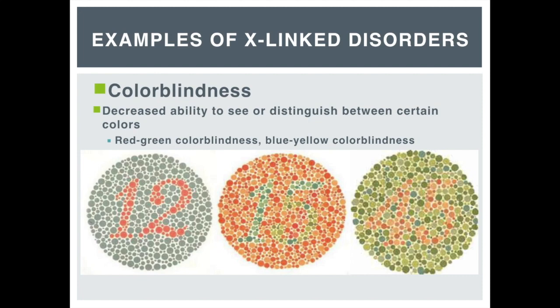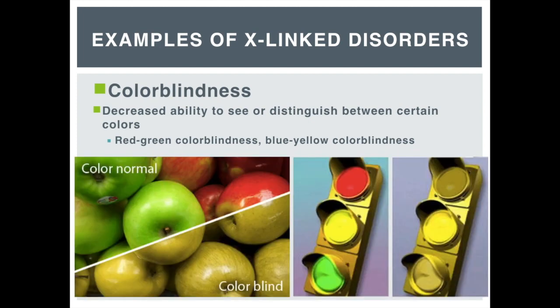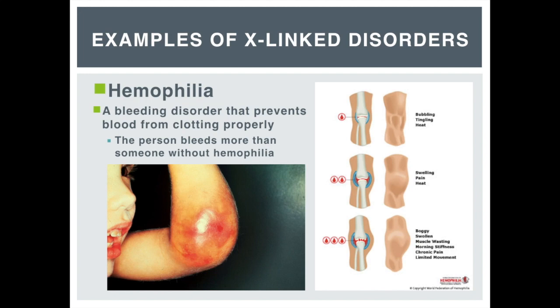Colorblindness. Colorblindness is one sex-linked trait that the male does not pass on, okay, but the female does. Okay, this could be red-green colorblindness or blue-yellow colorblindness. And you can see the difference between normal color and being colorblind. Okay, it doesn't mean they're completely colorblind. They may not be able to see the red. It may look more like a brown or even closer to what the green may look like, maybe a mixed color.